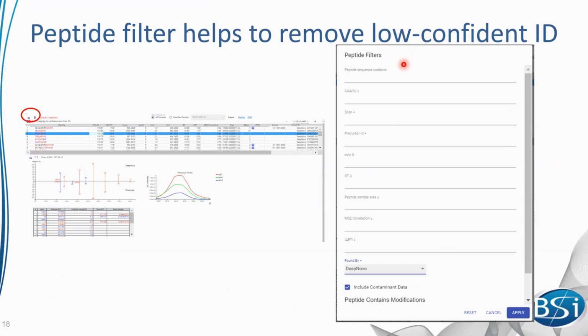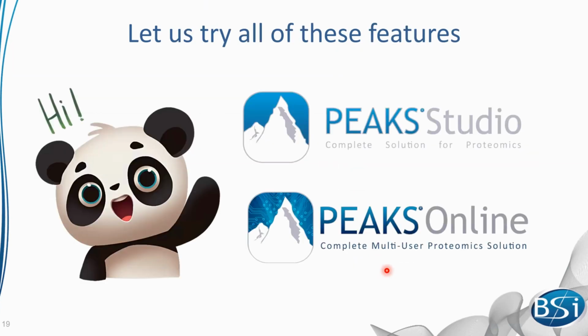Usually we recommend the user to filter peptides based on the CAA, then based on the MS2 correlation, and based on the delta RT, especially if you want to check the quality of the DeepNovo peptides. Then we can use all these features to show our demo project.